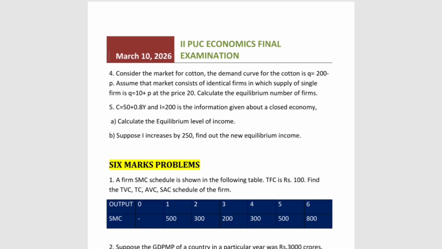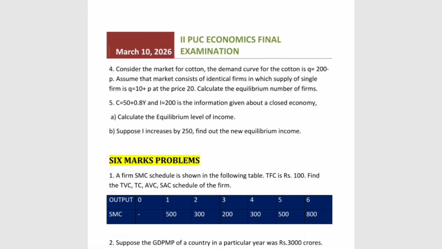Okay. The next important 4 marks problematic concept comes from market equilibrium. Consider the market for cotton. The demand curve for cotton is Q equals 200 minus P. Assume that the market consists of identical firms, where the supply of a single firm is Q equals 10 plus P. At the price 20, calculate the equilibrium number of firms. This question which I have taken from market equilibrium is also important.